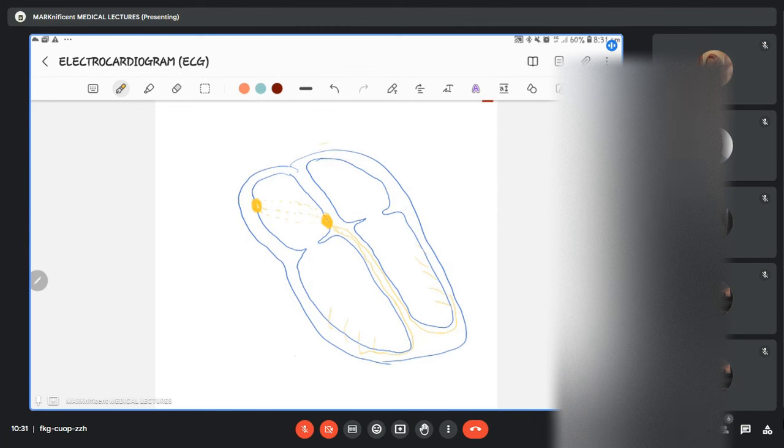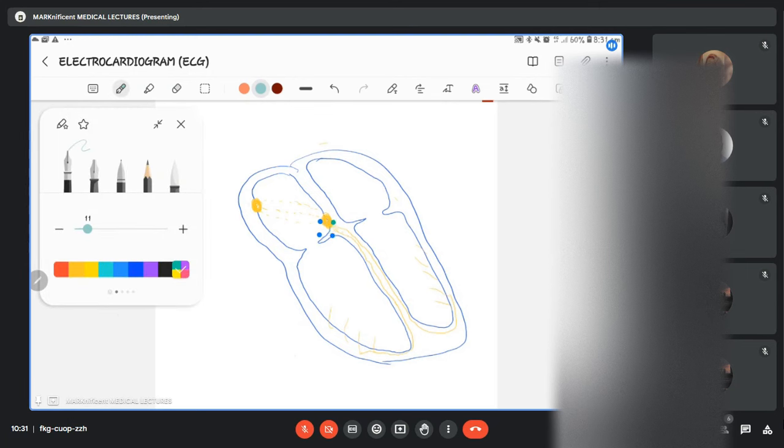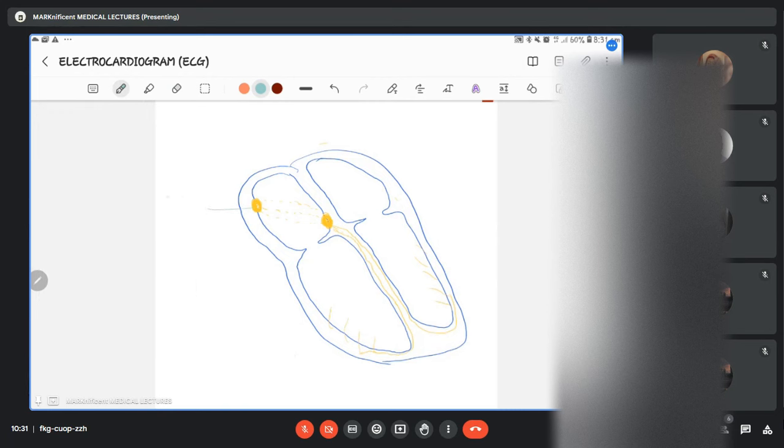Now, what happens during the generation of impulse? Here it is. The SA node, like I said, will be the one to generate. It is self-generating. SA is sinoatrial, of course. SA node, and then we'll have AV node. Now, this SA node will generate the impulse and then send it to the AV node. The AV node will collect the impulse and then send.